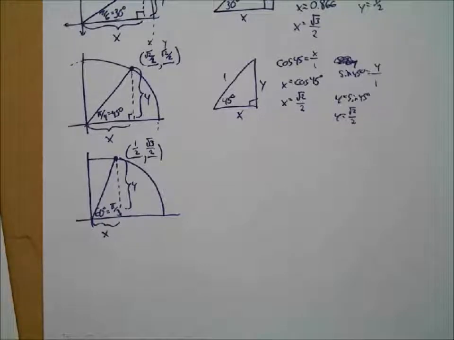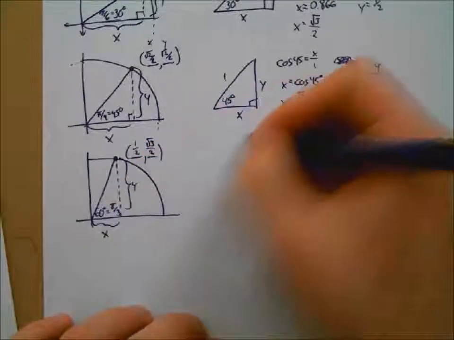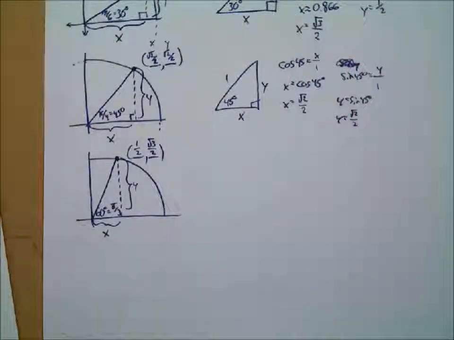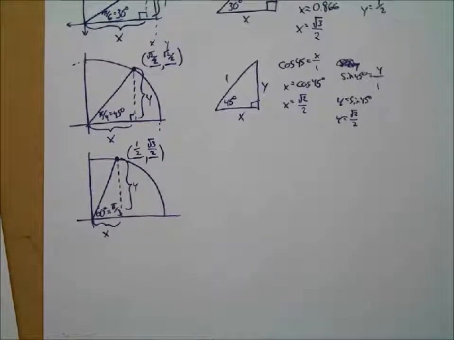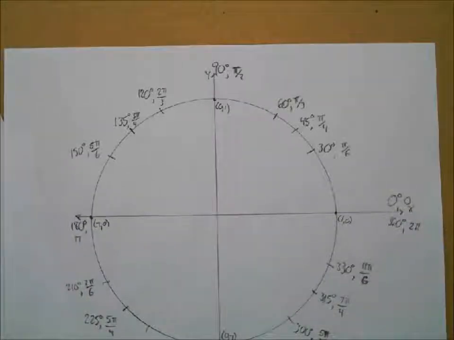If you don't believe me, you can pull the triangle out, sketch it, and then do the same calculations we did. Do cosine of 60, you'll get 1/2. Do sine of 60, you'll get root 3 over 2. Okay? So, there's all that. So now if we go to our unit circle paper, we can use this information and put it on our graph.